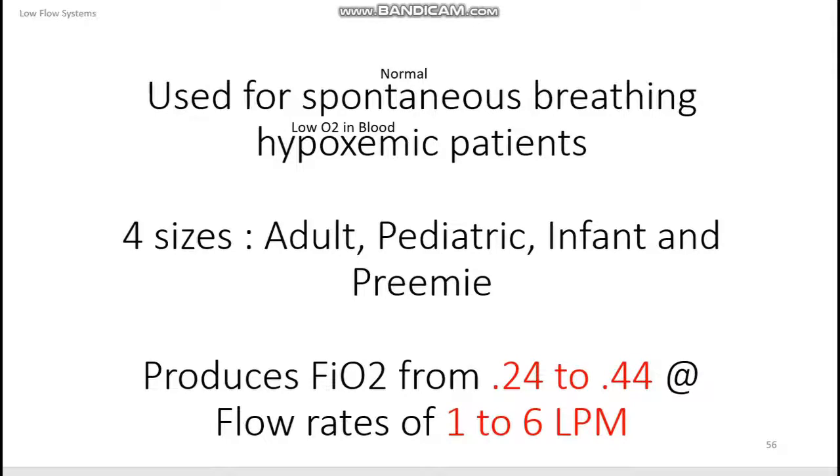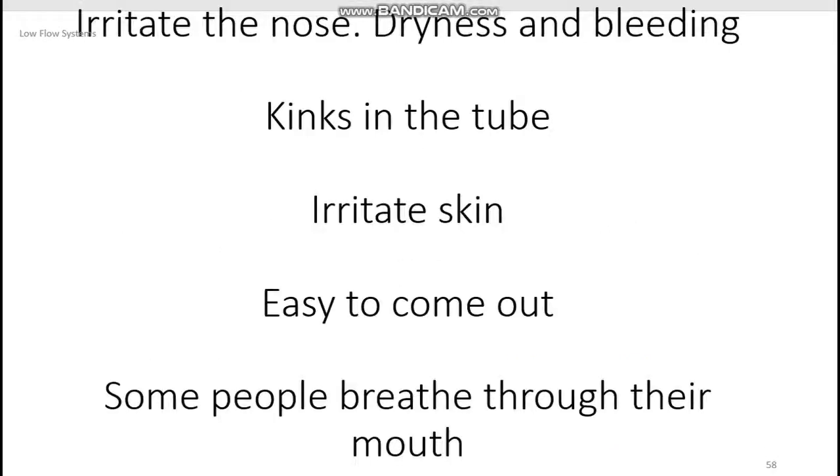5 cons of nasal cannulas are: they irritate the nose, causing dryness and bleeding. They can have kinks in the tube. They can irritate skin, and they are easy to come out. Also, some people breathe through their mouth.